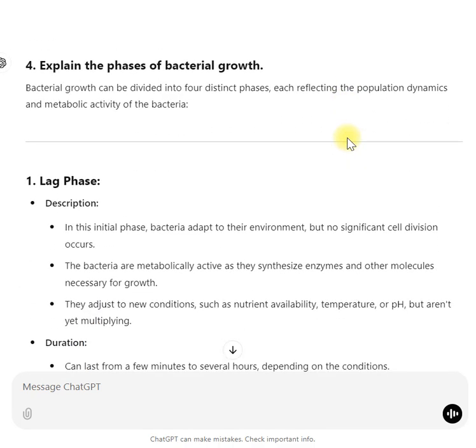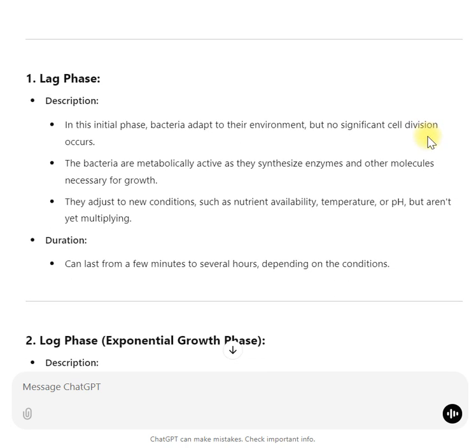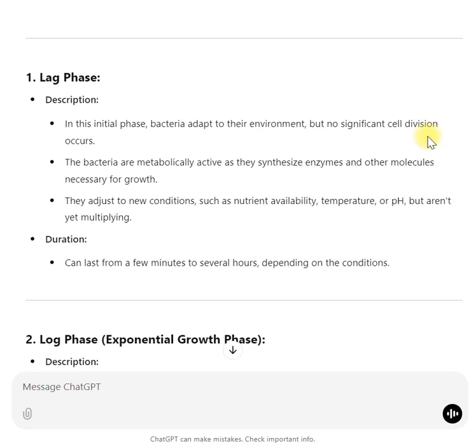4. Explain the phases of bacterial growth. Bacterial growth can be divided into 4 distinct phases, each reflecting the population dynamics and metabolic activity of the bacteria. 1. Lag phase. Description. In this initial phase, bacteria adapt to their environment, but no significant cell division occurs. The bacteria are metabolically active as they synthesize enzymes and other molecules necessary for growth. They adjust to new conditions, such as nutrient availability, temperature, or pH, but aren't yet multiplying. Duration can last from a few minutes to several hours, depending on the conditions.